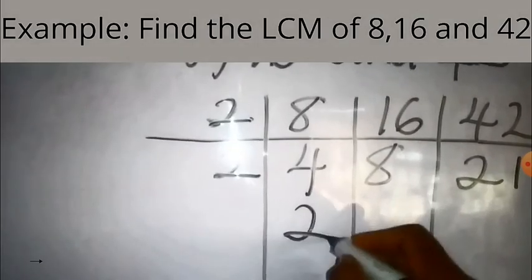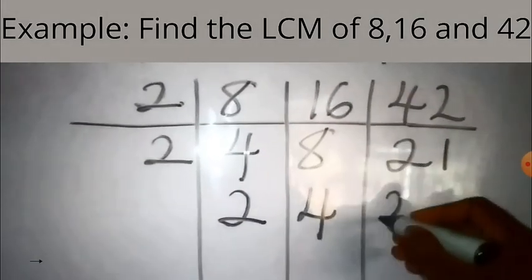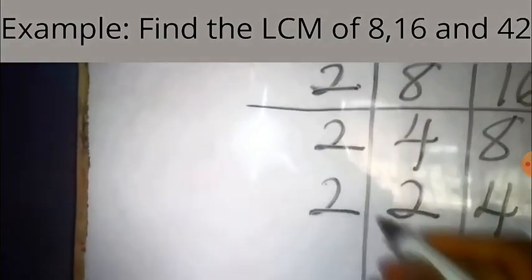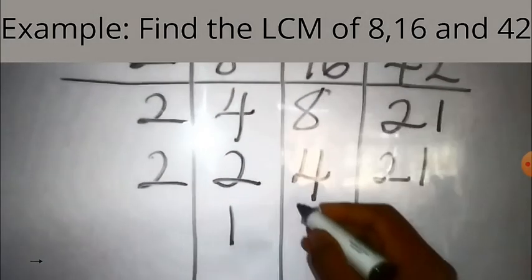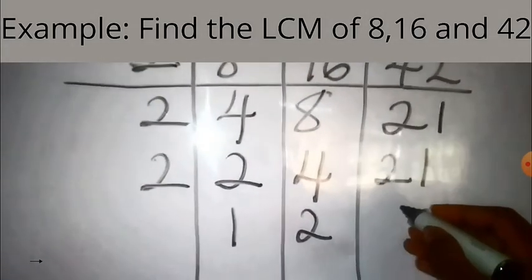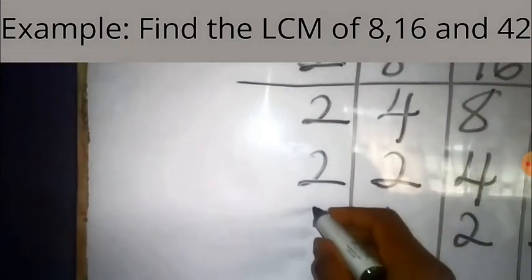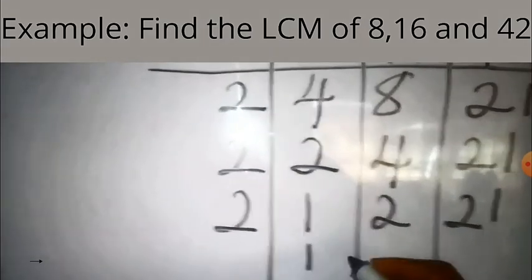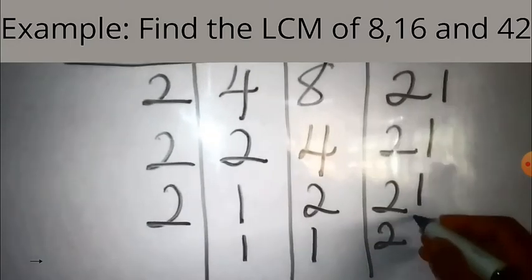2 goes into 4 2 times, 2 goes into 8 4 times, and 2 cannot go into 21 without remainder, so we put down 21. We have our 2 again. 2 goes into 2 1 time, 2 goes into 4 2 times, and we still have our 21 because 2 cannot go into 21 without remainder. 2 goes into 1 1, 2 goes into 2 1, and we have our 21 again.